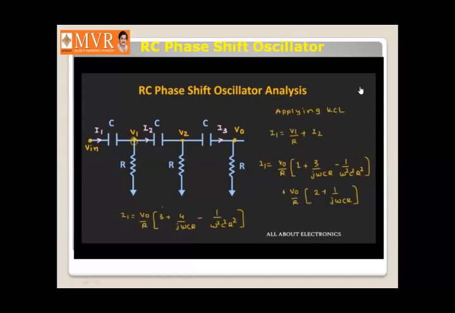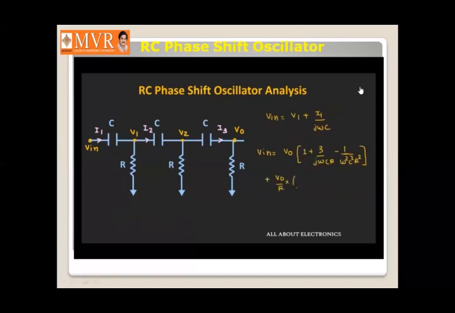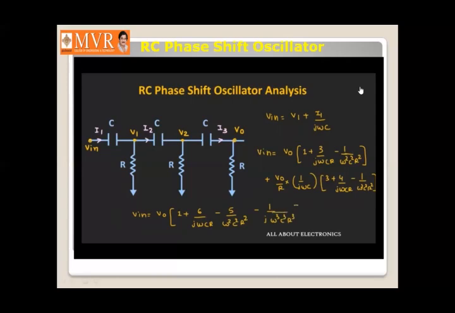And as we know, I1 is V out by R times 1 by j omega C, that is 1 by j omega C into 3 plus 4 by j omega CR minus 1 by omega square C square R square. So if we simplify this expression, then we can write this input voltage V in as V out times 1 plus 6 by j omega CR minus 5 by omega square C square R square minus 1 by j omega cube C cube R cube. So this is the relationship between input and output voltage.